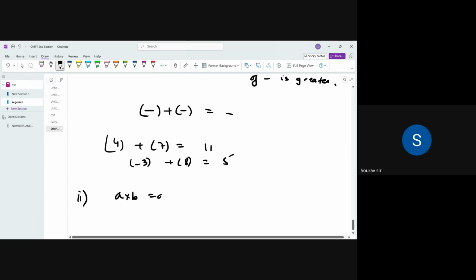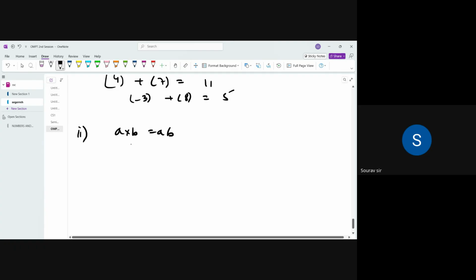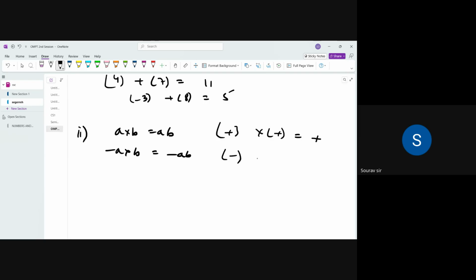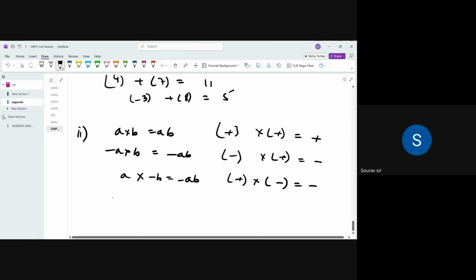A multiplied by B is AB. Correct? And minus A multiplied by B will be minus AB. Here, if there is a plus multiplied by plus, it will come to plus. Minus multiplied by plus is equal to minus. A multiplied by minus B is equal to minus AB. So plus multiplied by minus is equal to minus. Minus A multiplied by minus B, so that is AB. So minus multiplied by minus is equal to plus.